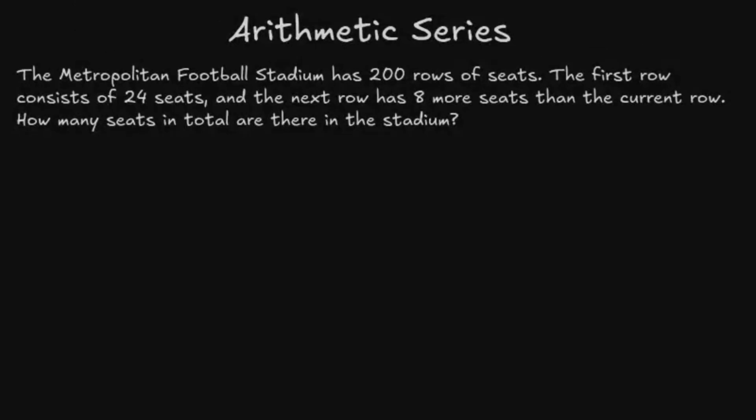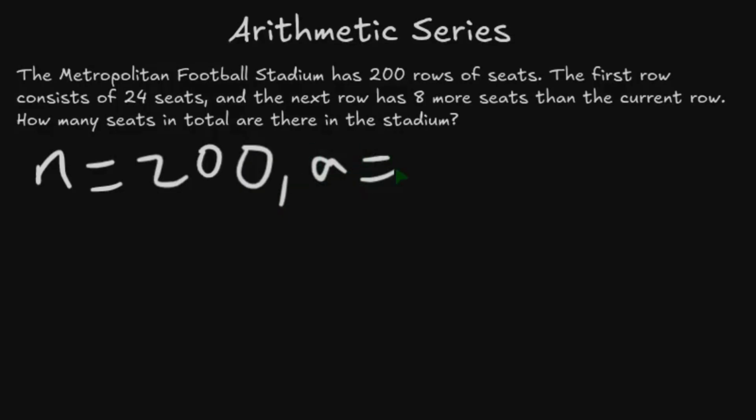Here's another example. The Metropolitan Football Stadium has 200 rows of seats. So row 1, row 2, row 3 until row 200. So it must be the number of terms, or n. So n equals 200. The first row consists of 24 seats, so a equals 24. And the next row has 8 more seats than the current row, so the difference will be 8. How many seats in total are there in the stadium?